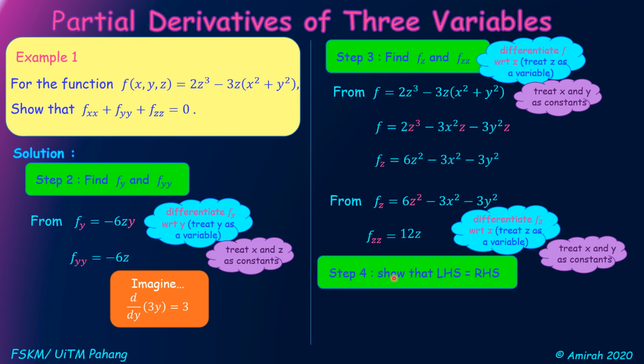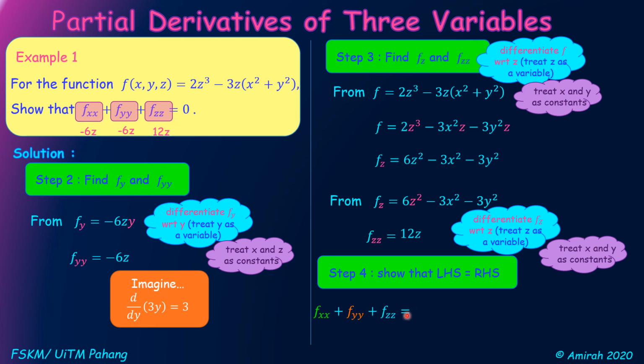Alright, so we can continue with step 4. We can show that left hand side equals right hand side. From the left hand side here, we have fxx plus fyy plus fzz. From the previous slide, we get fxx equals negative 6z, and fyy equals negative 6z, and fzz equals 12z. So we substitute here.